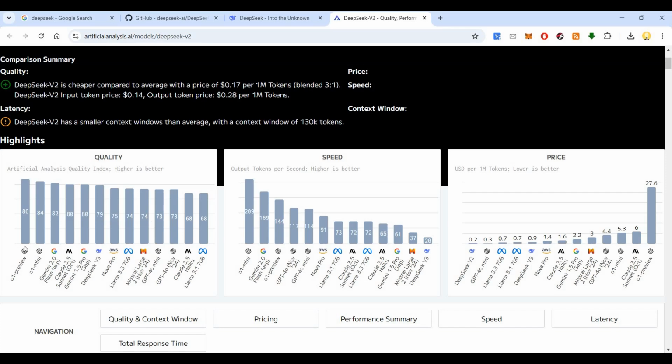If you look at quality, the Artificial Analysis quality index, higher is better. So this is ChatGPT, this is Gemini 2, this is Claude, this is Gemini 1.5 Pro, and this is DeepSeek. ChatGPT is coming in at 86. DeepSeek, which is almost free, is coming in at 79.